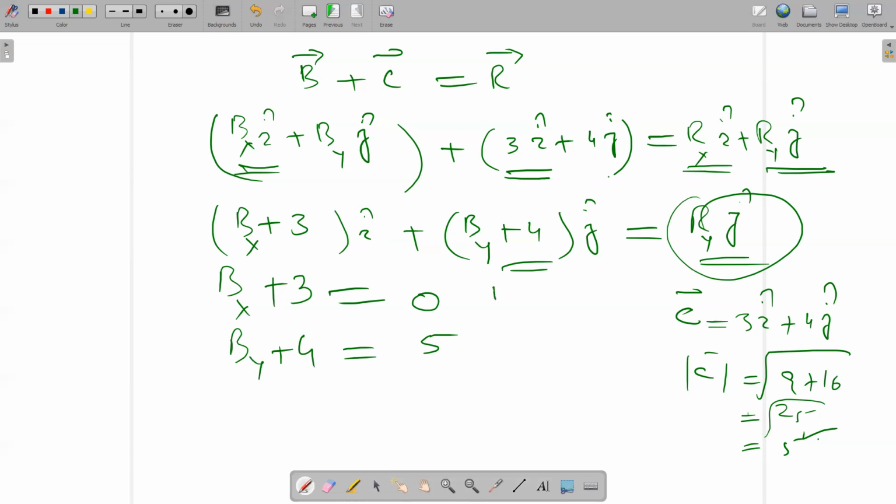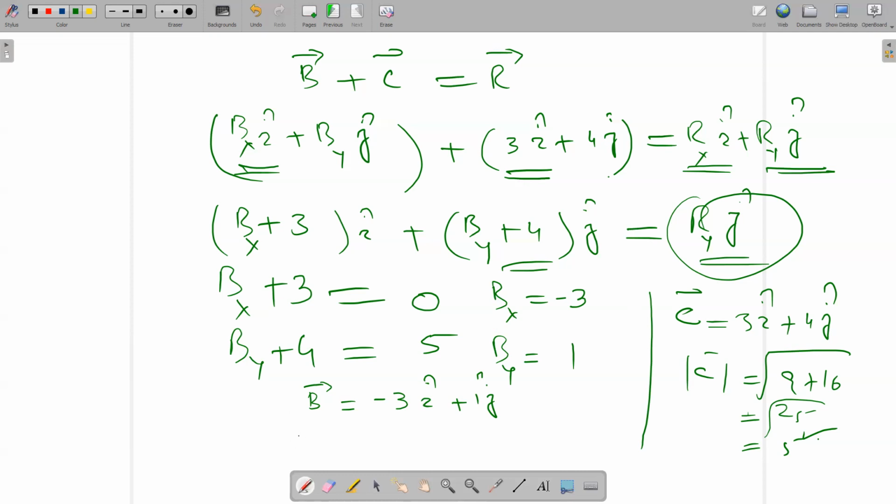So from here, Bx is equal to minus 3 and By is equal to what? 5 minus 4 is equal to 1. Now we have Bx and By values. Now you can write the vector B. B vector is what? Bx i, meaning minus 3i plus 1j. Okay, now we obtained the B vector.